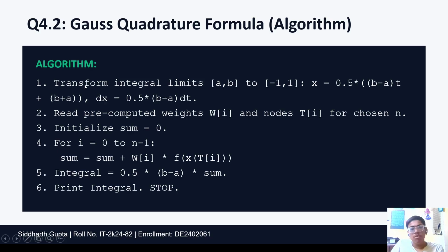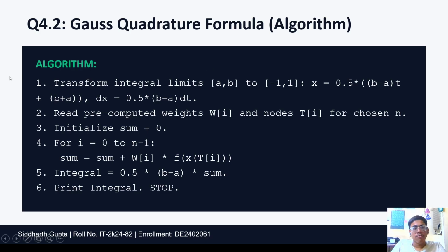Okay, so first of all, we will transform the limits a comma b to -1 to 1. For that, we will put the value of x is equal to 0.5 into b minus a into t plus b plus a into t. And dx will be equal to 0.5 into b minus a into dt.